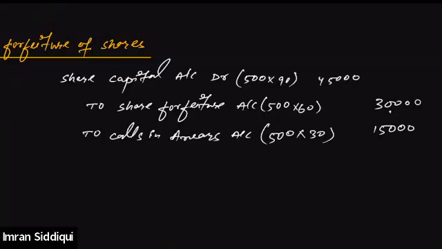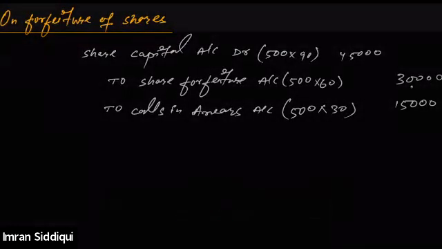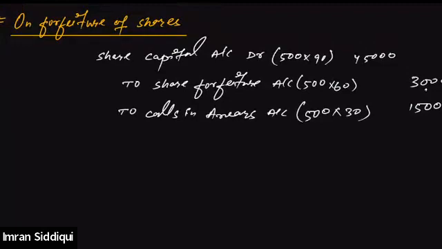Being 500 shares forfeited because of the non-payment of the first call. That will be the narration. I'm sure all of you can do that yourself. So I'm moving to the next entry. Next will be for the reissue of shares. Would any one of you tell me what will be the entry for the reissue of shares?